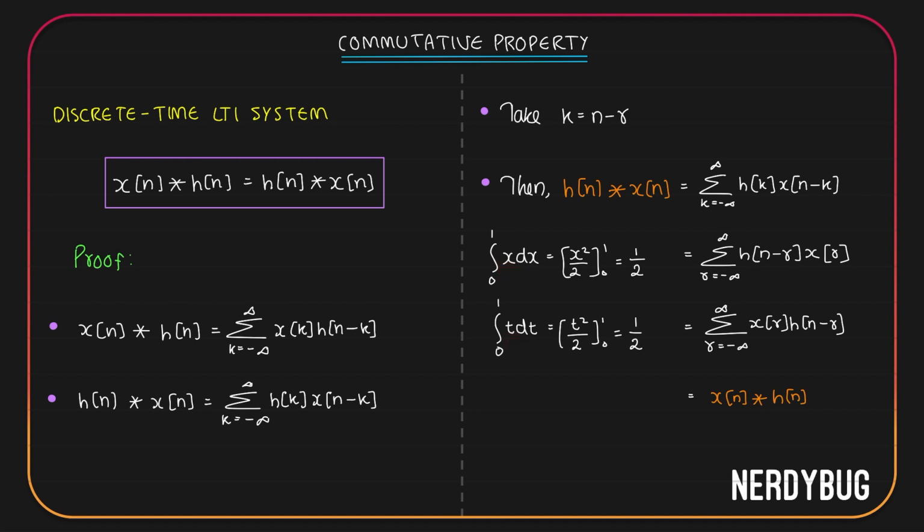Because whatever you call it, you're going to give the same limits and you're going to get the same final answer. The same is applicable in summation also. Here we are calling it k and we're giving it values from minus infinity to infinity. Here we're calling it r, but we're still giving the values minus infinity to infinity. So the final answer that you get will only be convolution of x of n and h of n.